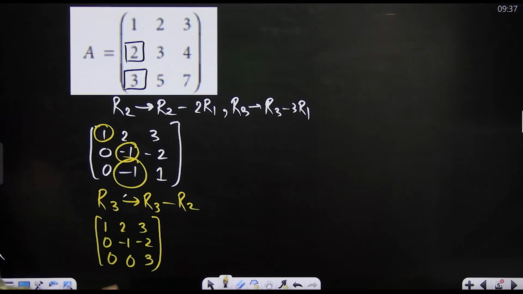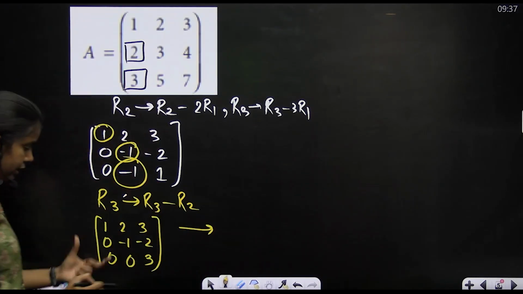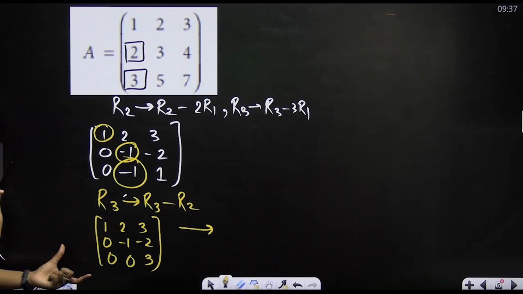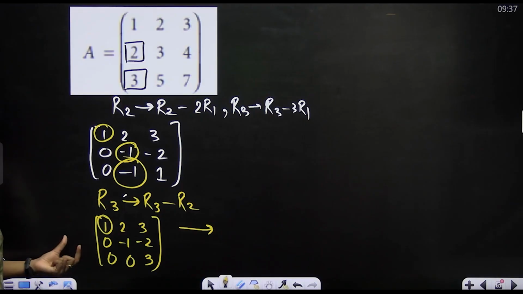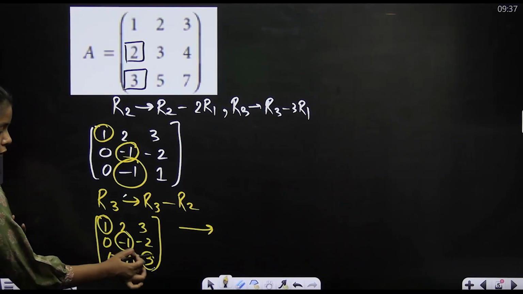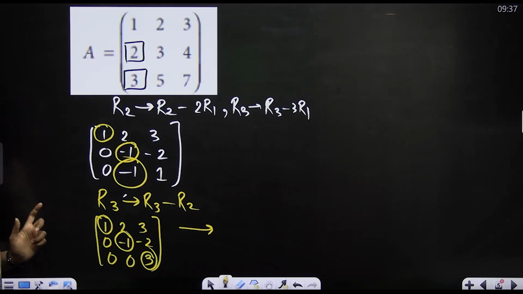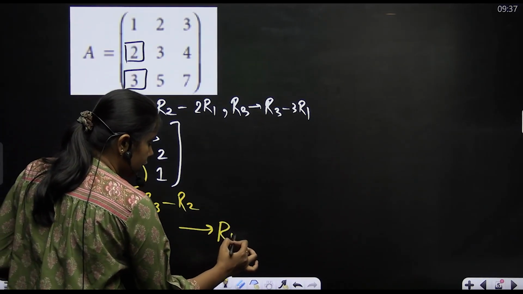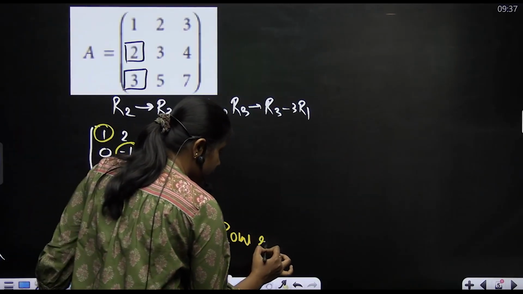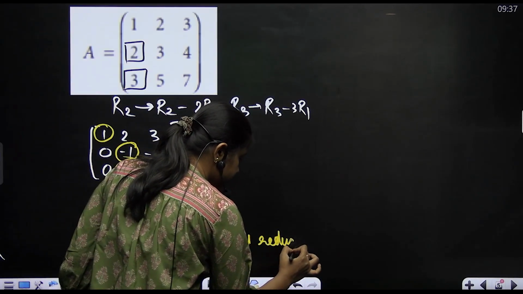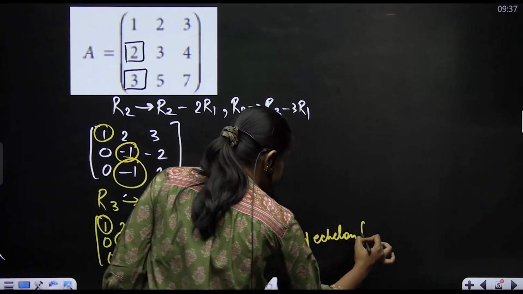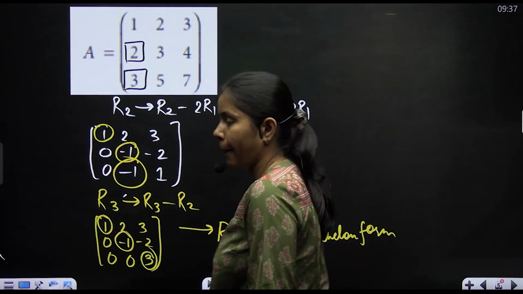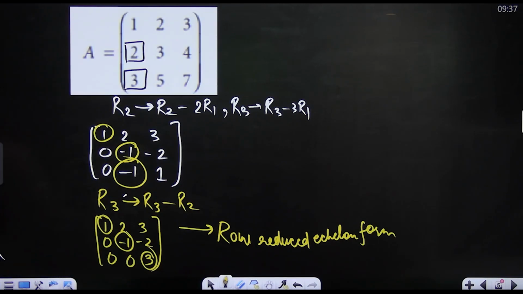So this is a row reduced echelon form. You can check that we do not have any 0 row, so we do not have to take care of that. The number of zeros before this first non-zero entry is 0. The number of zeros before this first non-zero entry is 1. The number of zeros before this first non-zero entry is 2. So this is my row reduced echelon form. Just check the calculation by yourself as well.